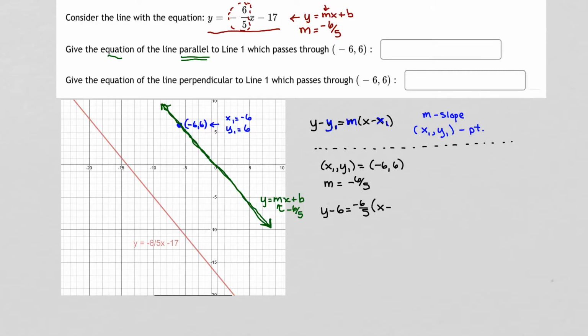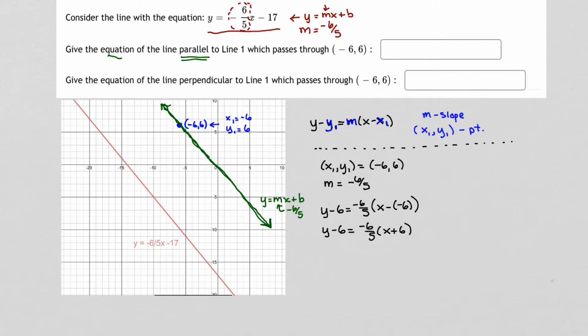So in place of y1, I'm putting 6. In place of m, I'm putting negative 6/5. And in place of x1, I'm going to put negative 6. There's a lot of 6's in this problem. Let's clean this up a little bit. That's y minus 6 equals negative 6/5 times x plus 6. Let's continue to clean this up.